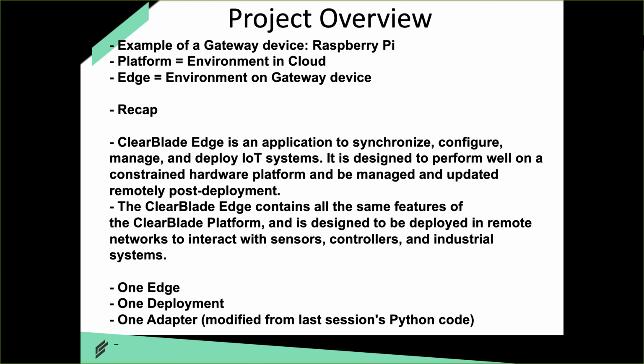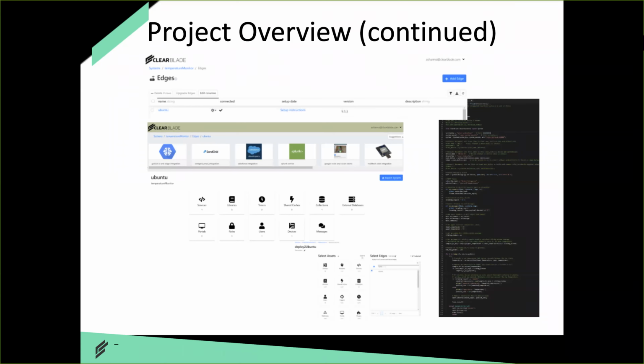connected to our edge. Traditionally, when we use the term adapter within ClearBlade, we're talking about some code running on our edge device next to our edge, and that does some kind of protocol translation, converts Bluetooth data to MQTT, or Modbus data to MQTT, or something like that. Well, our Python code kind of fits the bill. It takes temperature data and publishes it to MQTT, so that'll be a good start to an adapter. So at the end of today, we will have deployed an edge, we would have created one deployment, and we would have deployed one adapter.